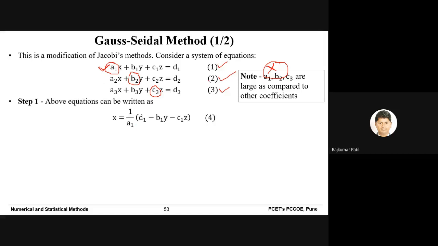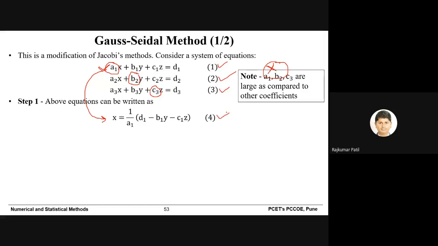Then you need to modify or rewrite equation number 1. That is, on the left side you keep the value of x and take all the remaining terms to the right side. So you can see the modified equation number 1: x is equal to 1 upon a1 into bracket d1 minus b1y minus c1z, and we call it equation number 4, as it is the modification of equation number 1.